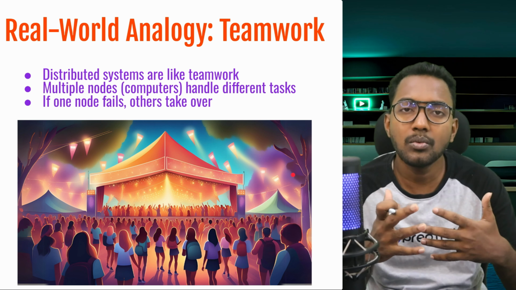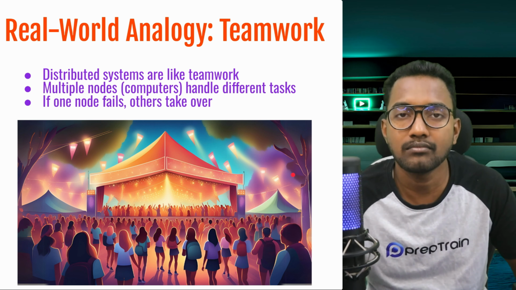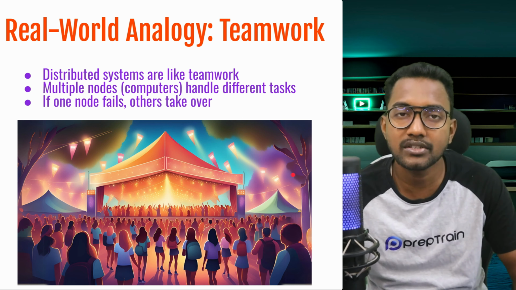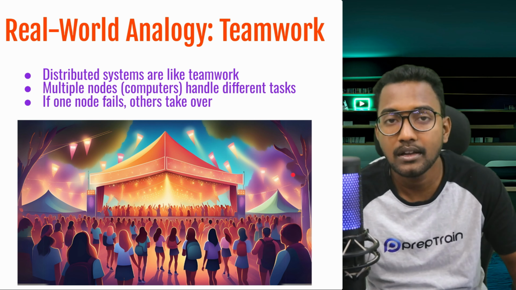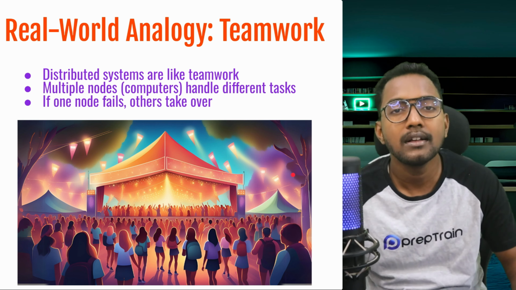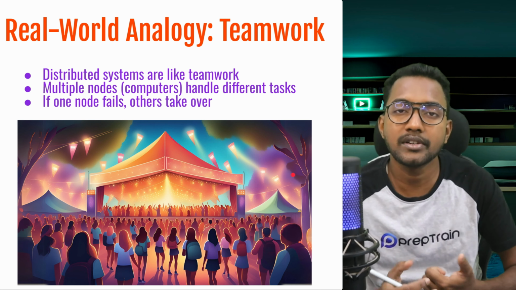so on. So what happens if one person gets sick or can't complete the task? The rest of the team can step in to make sure that the event can still happen, right? The work does not stop because just one person is unavailable. This is exactly how a distributed system works.